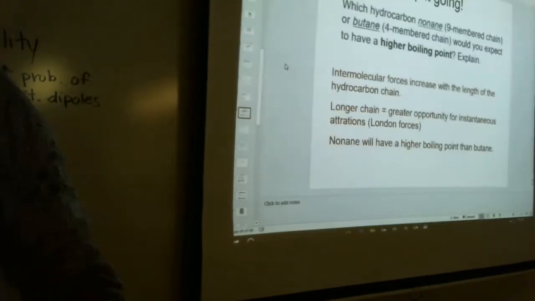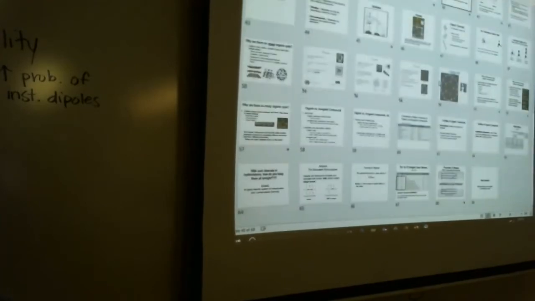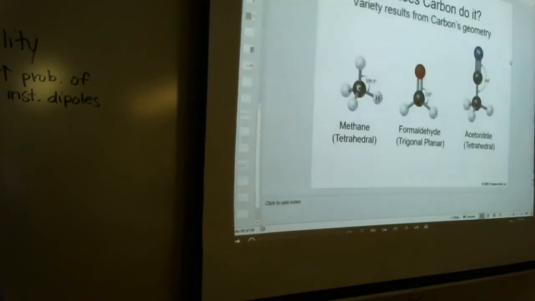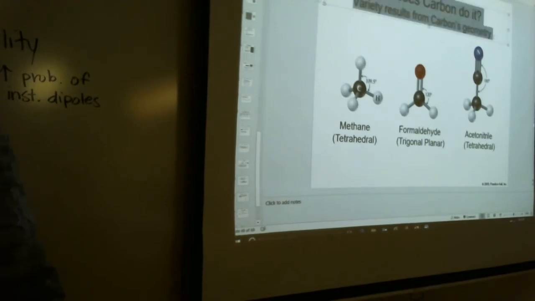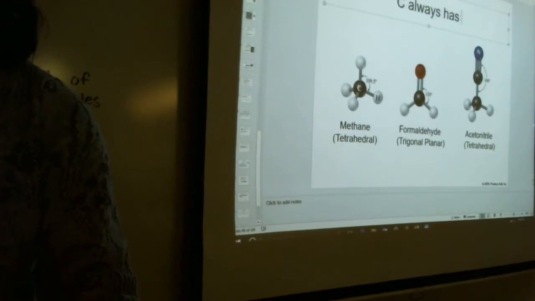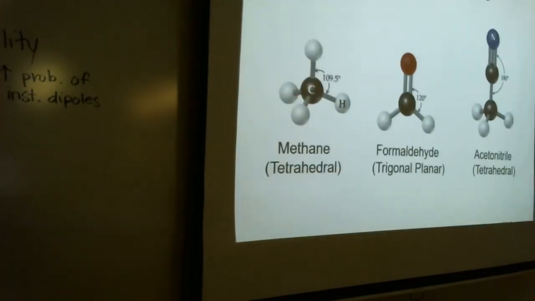All right, I'm going to skip that one because I want to look quickly just at some organic introduction. Just an organic introduction real quick. So one of the things that you must always know is that carbon always has 4 bonds. Always 4 bonds. Okay, carbon always has 4 bonds.